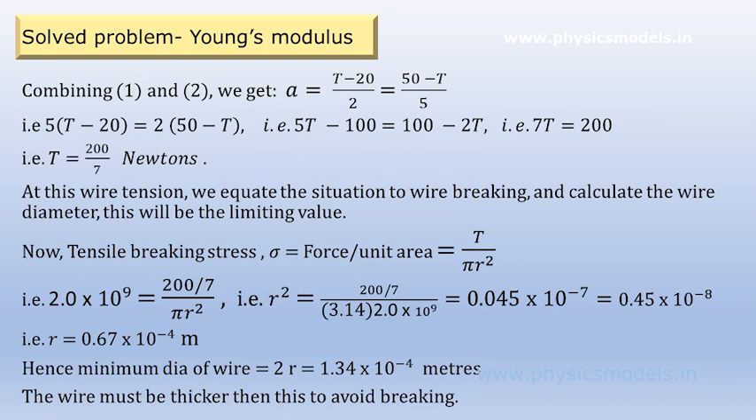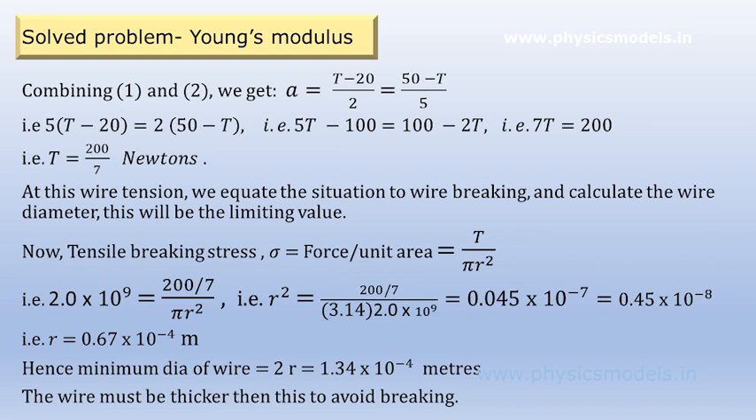Combining 1 and 2, from 1 we get a is equal to (T minus 20) by 2. From equation 2 we get a is equal to (50 minus T) by 5. When we equate that, 5 into (T minus 20) is equal to 2 into (50 minus T) after cross multiplying, and therefore we will get 5T minus 100 is equal to 100 minus 2T, that is 7T is equal to 200, that is T is equal to 200 by 7 newtons.